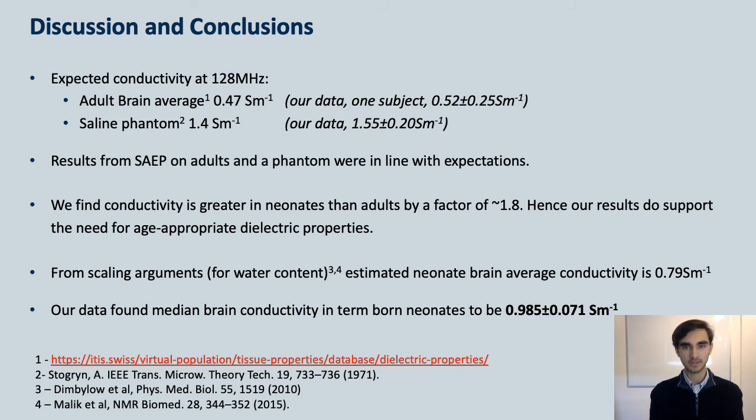Applying scaling arguments based on water content, an average conductivity of 0.79 Siemens per meter is estimated in the brain of neonates, whereas our data found median brain conductivity in term-born neonates to be higher at 0.985 Siemens per meter. There is also some evidence of a decrease of conductivity with gestational age in the neonatal cohort, but this is less certain from our data.